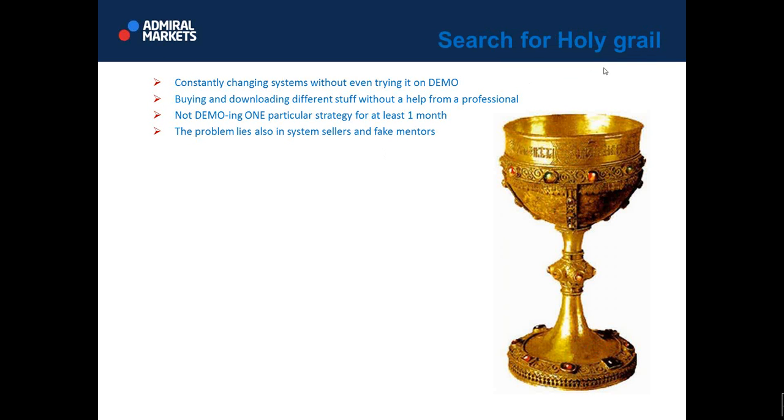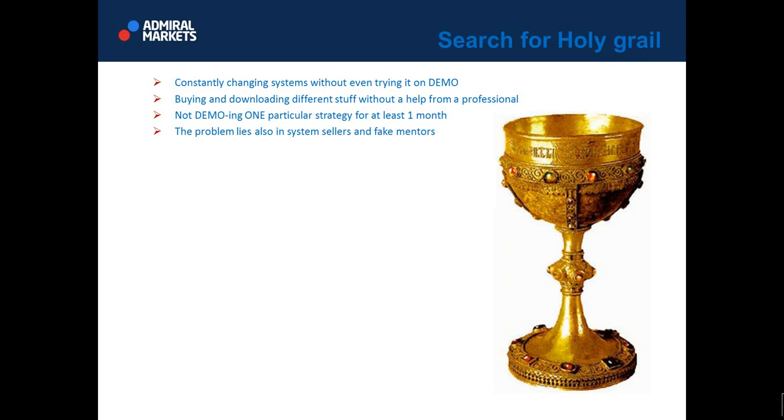Now, I also need to mention the search for the Holy Grail before I move to greed. It's also why traders lose money. Constantly changing systems without even trying them on a demo account is called a search for the Holy Grail. Traders are trying to find a proper system which will give them profits, but unfortunately they are only losing. Buying and downloading different stuff without help from a professional. Using PDF systems and PDF methods is a very bad thing to do because they don't explain correctly what you should do and what you should avoid.